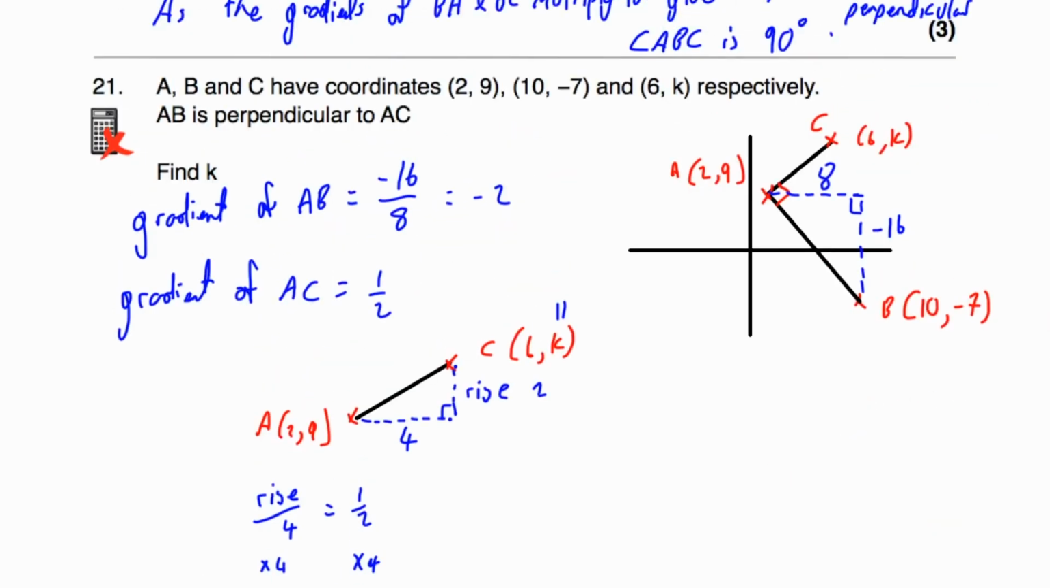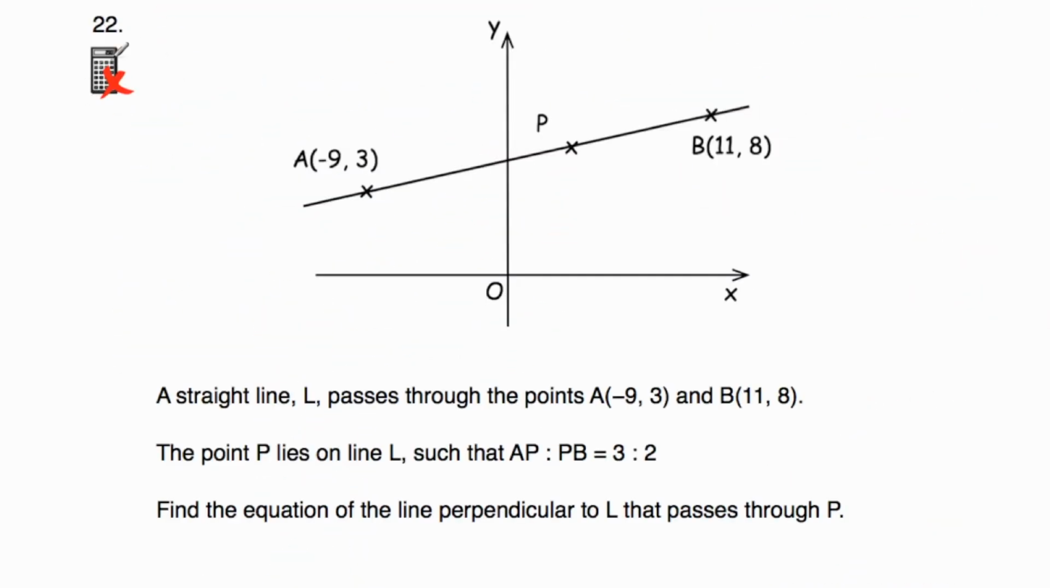Okay, let's have a look at our next question. So question number 22. We've been given this diagram and we've got the points A, which is -9, 3, the point B, which is 11, 8, and we've got this point P, and we're told the straight line L passes through the points A and B.